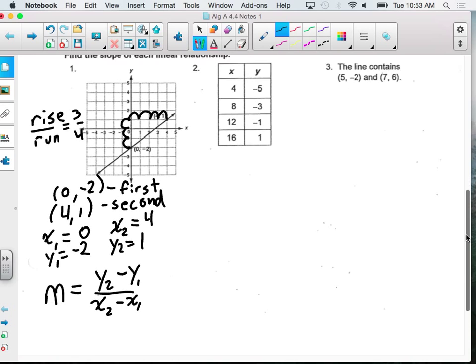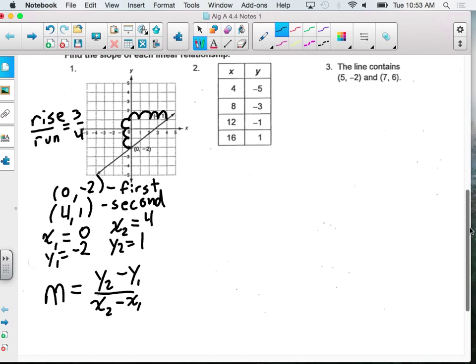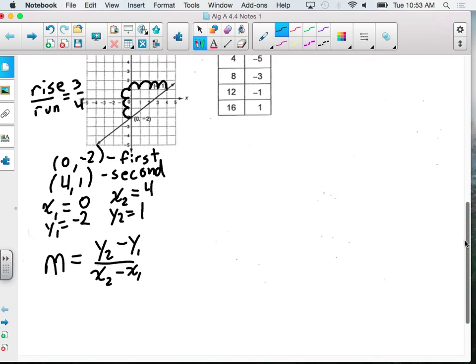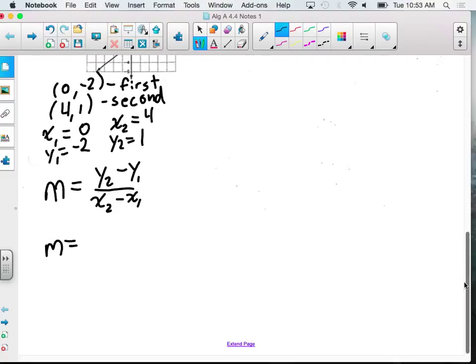Now, if we use the slope formula, we have our slope formula, so after we've labeled all of our y sub 2's and x sub 1's and things like that, we have to substitute in all of our values. So what would it be rewritten as? -2 minus 1 over 0 minus 4.